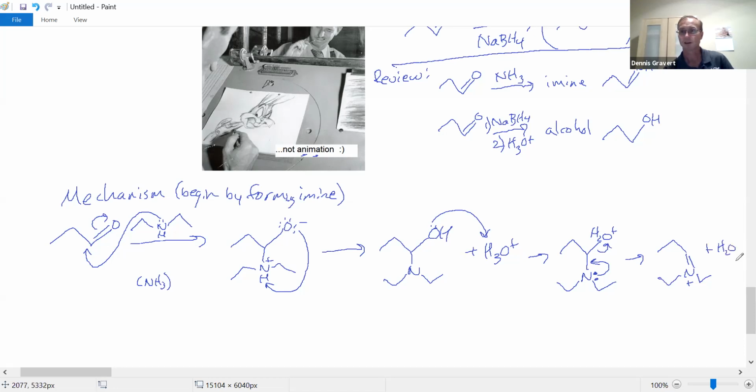And we release a water molecule. If we're going to the enamine, which is the product of when a secondary amine attacks an aldehyde or ketone, the water would attack this hydrogen over here to create a double bond and create the enamine. But we stop. Now consider the second reagent, sodium borohydride.